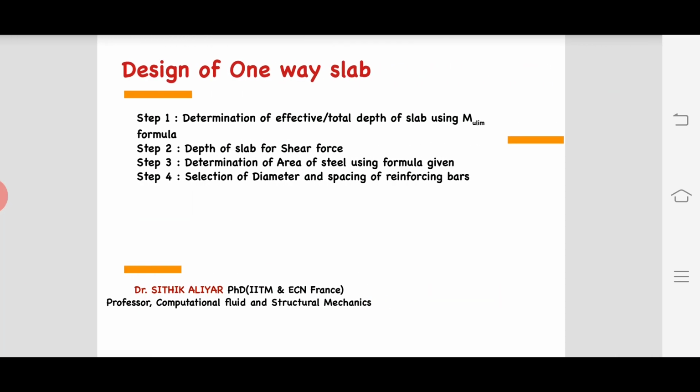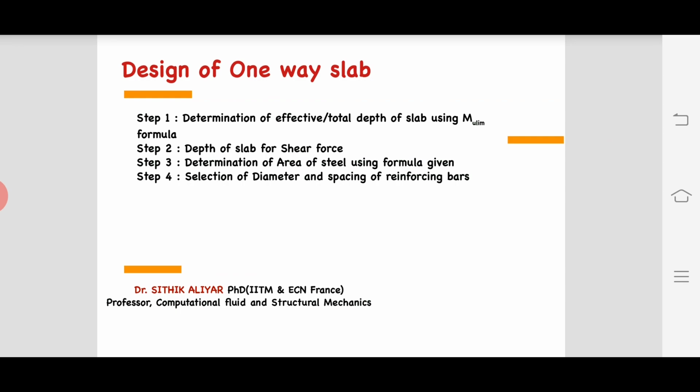How will you design for a one way slab? First, you will determine the effective or total depth of the slab using the Mu limit formula. I hope you know what the Mu limit formula is. First assume the depth. If you don't know the depth, assume something like 100 or 125, determine it using the Mu limit formula, and verify whether that depth is okay or not. That's step one.